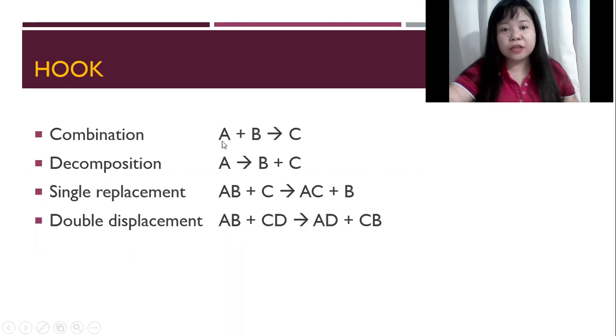So for a combination reaction, that's the combination of one or more substances to form a new substance. And then for a decomposition process, you have one substance breaking apart into two or more substances. And then for a single replacement reaction, you have something that looks like this, where one part of a compound is replaced by another. And for a double displacement reaction, this is like the exchanging of partners between cations and anions, or any two parts of a compound.